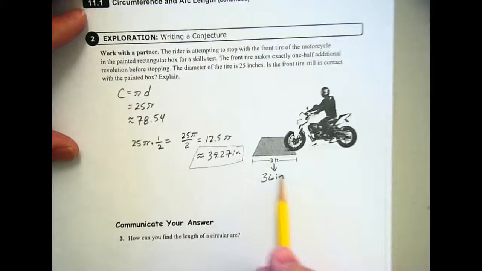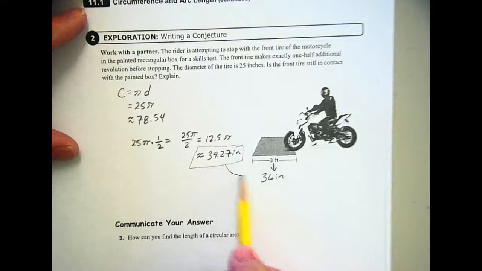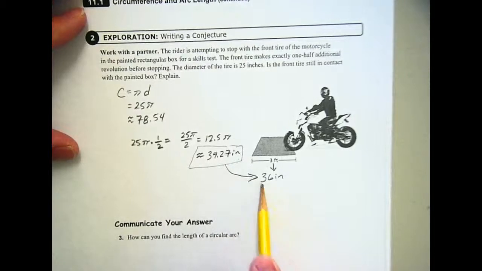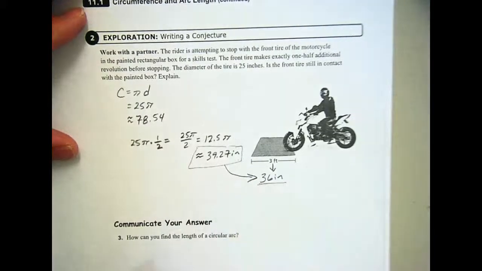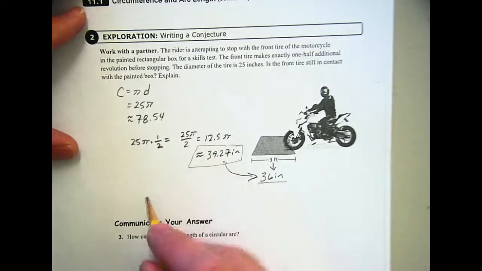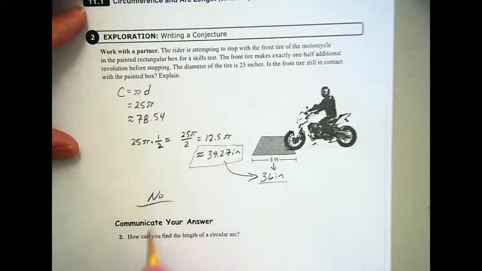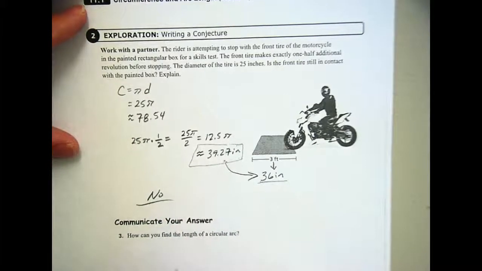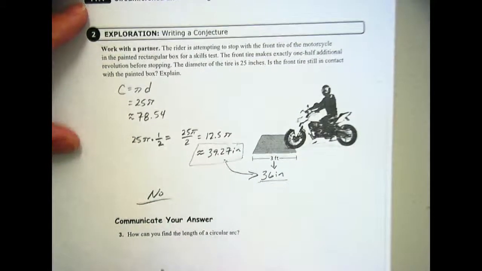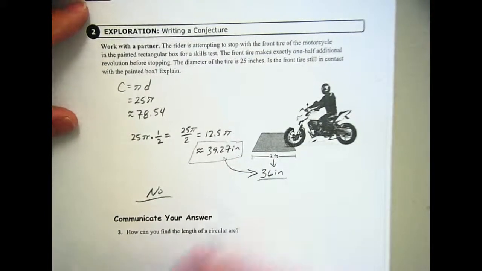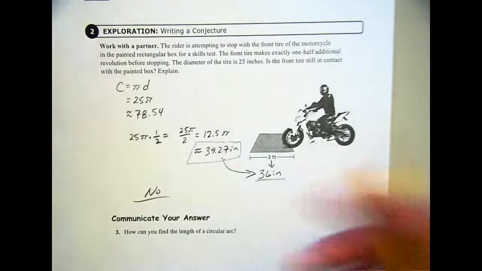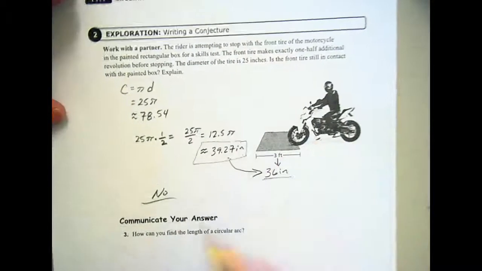So really that's a good point. You're only allowed to travel that far and still be on the box. This person's traveled further than that. So will they still be there? Nope. They travel 3.27 inches too far. What a bummer. You fail. I know it's barely, but 3 inches, you know.